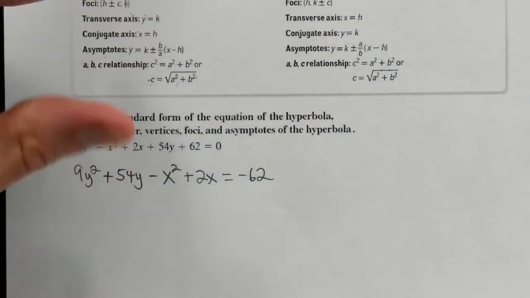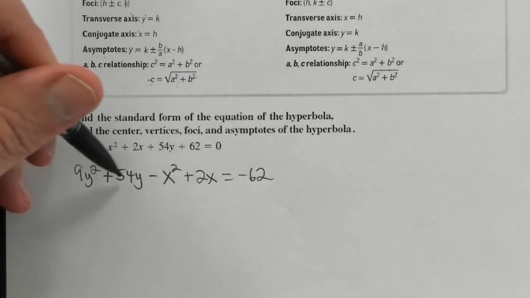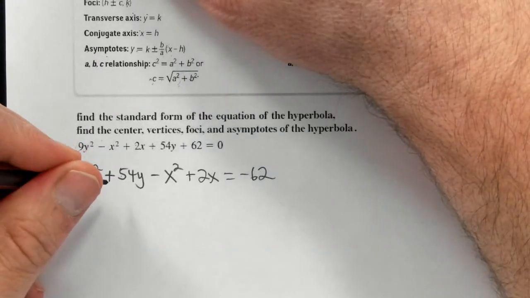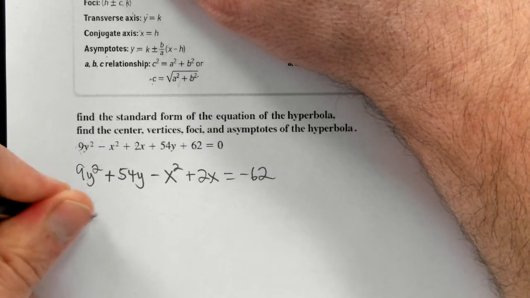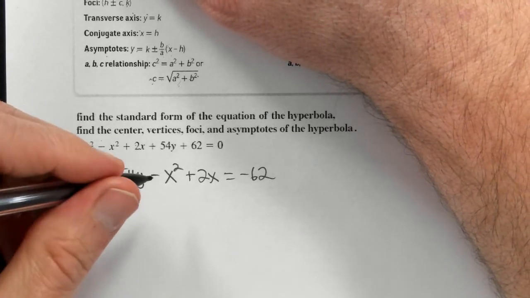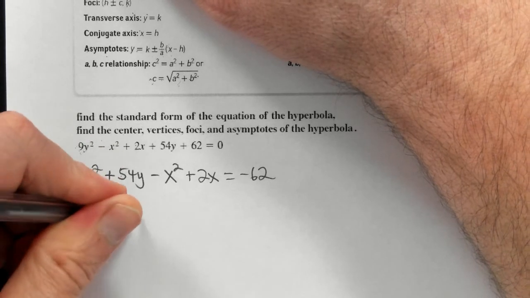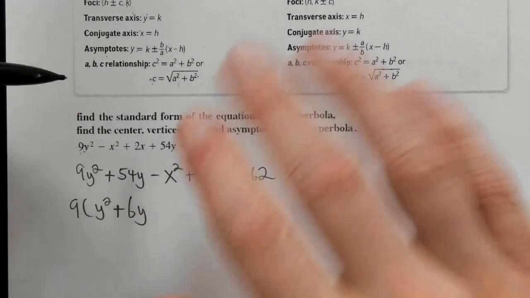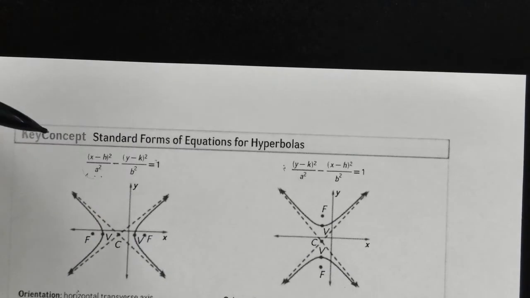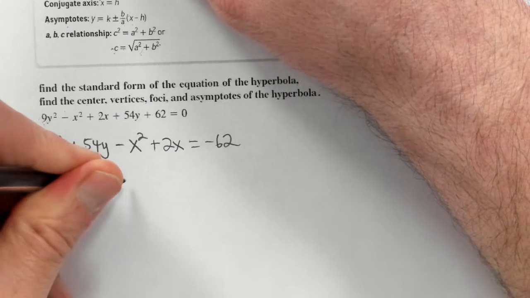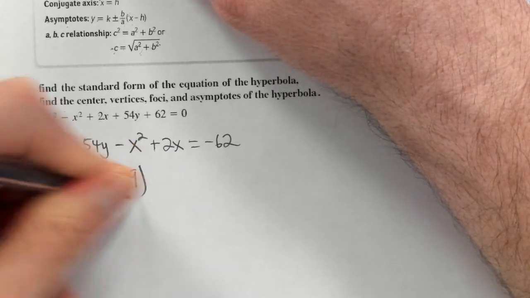So then after that, what I can do is I can factor a 9 out of the y expressions here. So this will be 9 open y squared plus, take 9 out of that, and that'll make 6y. Now, while I've got my parentheses open, I'm going to go ahead and complete the square, because remember, I'm trying to get it into this form. And so in order to do that, I'll half this to 3 and then square it. So I'm going to add 9 here.